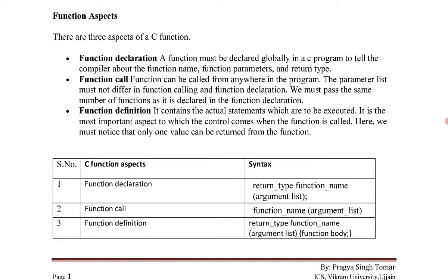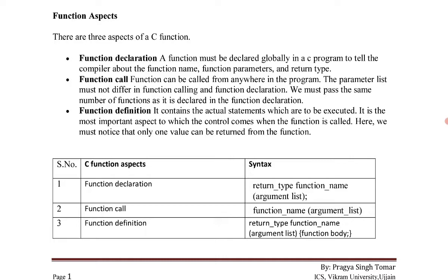What is a function call? It means how to call a function. Generally, to call a function, we may use the following syntax: function name within brackets, argument list or parameter list separated by commas.